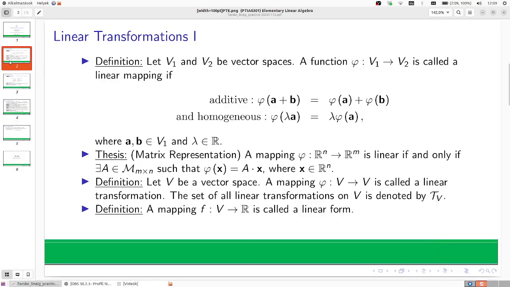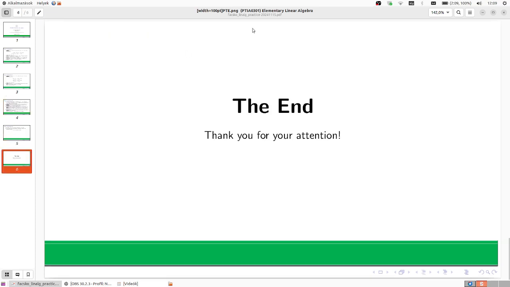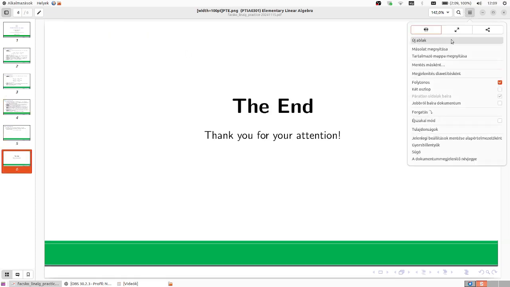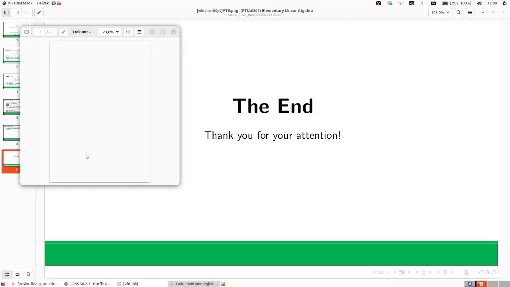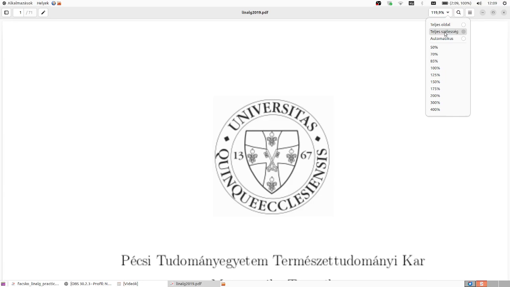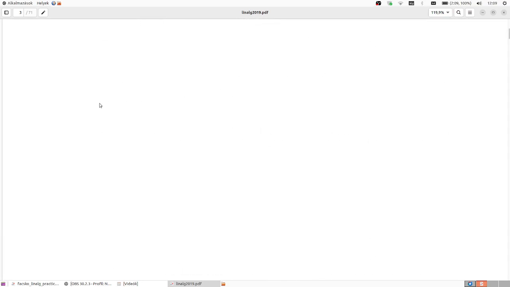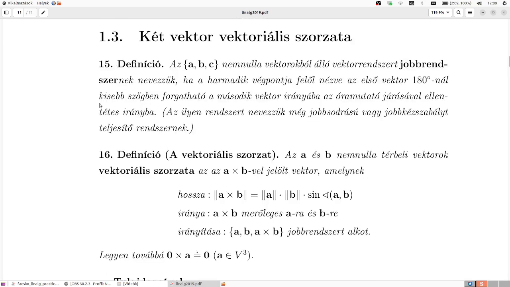So I have slides, but this is related to the lecture, and we cannot use them here actually. I just put them here. This is what we need right now. The Hungarian notes. There are many things that I could have done better.